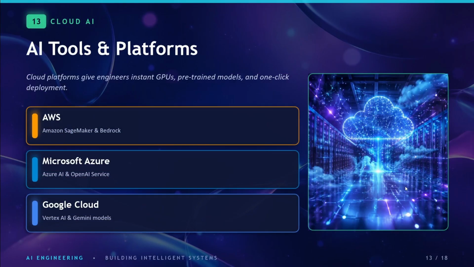Building and training AI models from scratch on your own computer can be slow and resource intensive, which is why most companies rely on cloud platforms. Cloud platforms give engineers instant access to powerful GPUs, pre-trained models, and one-click deployment options, dramatically speeding up the AI development process. Let's look at the three major cloud providers in this space.